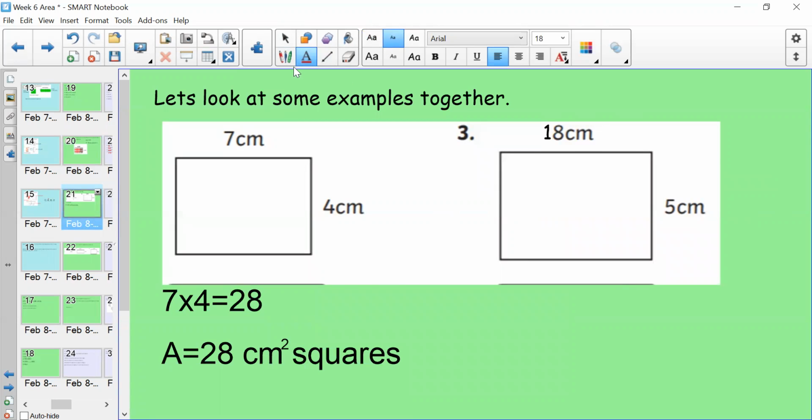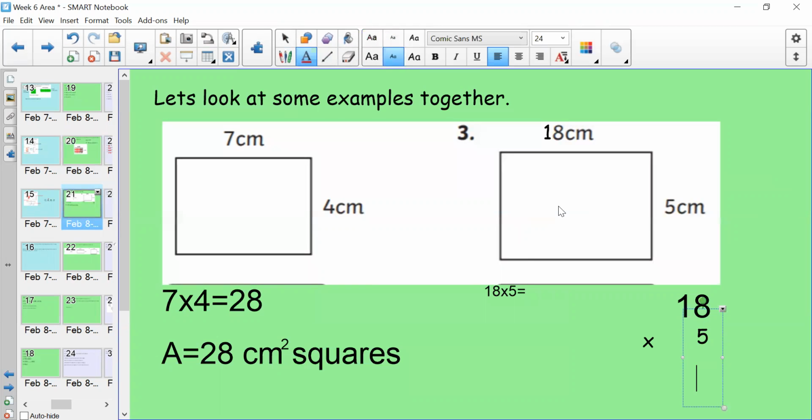Okay, and then for this shape, we'd also multiply the two sides together. So 18 multiplied by 5. Now, if you come across something like this, and it's not such an easy multiplication like that, then obviously we can turn to our column method, because we always use column method for multiplying bigger numbers. So 18 multiplied by 5.